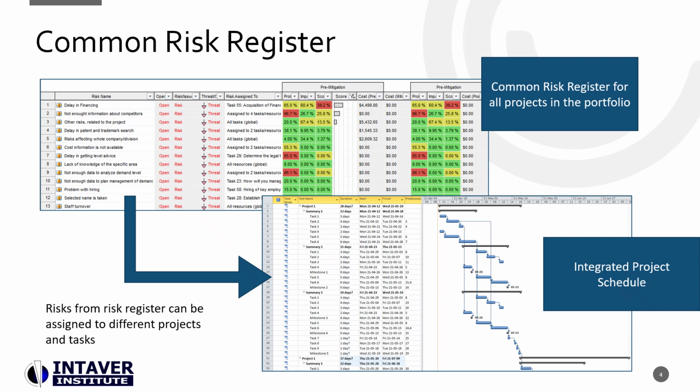Common Enterprise Risk Register is the centerpiece of portfolio risk management. Risks from a risk register can be assigned with different probability impacts to different projects and tasks. Project risk analysis is performed based on this risk assignment. For example, the risk delay due to supplier will be assigned to all tasks where components from this supplier will be required. However, the impact of this risk could be different for different tasks.